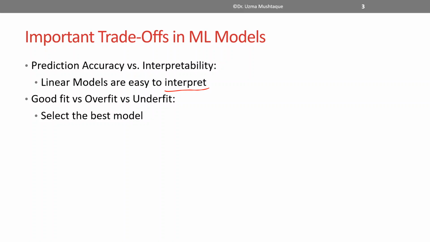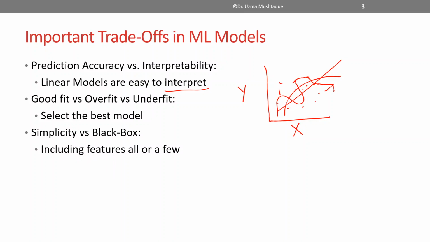Another trade-off that exists is good fit versus overfit versus underfit, right? Just to give you an idea of what that means, let's say this is what my data looks like. This is my feature and this is my response, the outcome that I'm trying to predict, right? So model selection depends on a lot of factors. For example, this is a linear model, and then this could be a quadratic, order 2 model, and then this could be a very high order model that takes into account all the points of the training set, right? So which model to select? Again, it depends on a lot of factors. So that's another trade-off that exists.